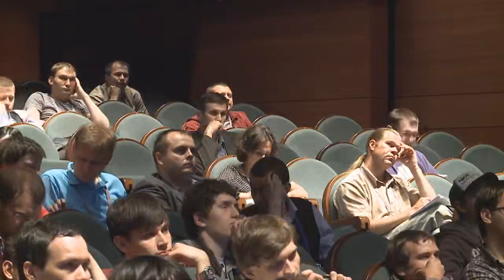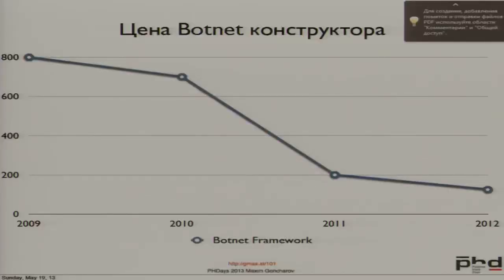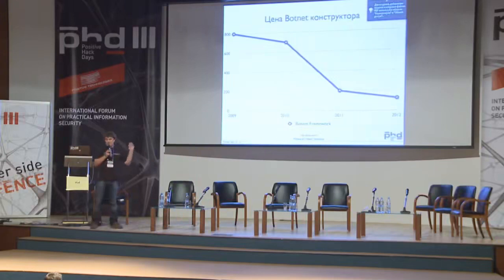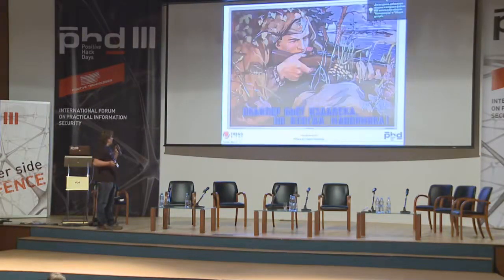Here's an interesting diagram. It shows that the prices for botnet assembly kits are very democratic. Look at the prices in 2009 and 10. The prices were much higher. Now the curve is quite dependent on what type of kit you buy, what kind of network you want, but the price is quite relevant.